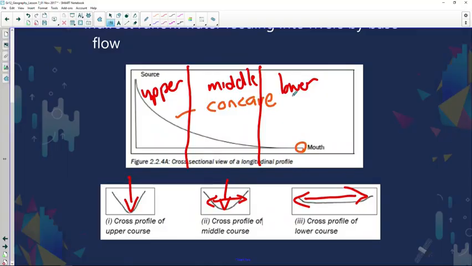The velocity is going to decrease in the middle course, and the river is going to be very sluggish in the lower course because of all the deposition taking place.